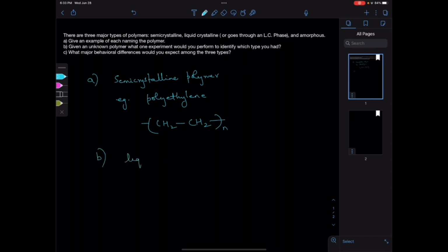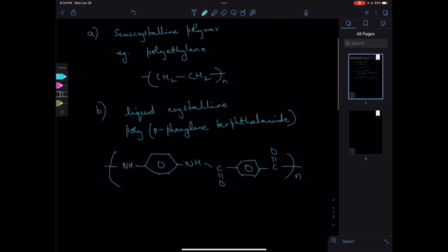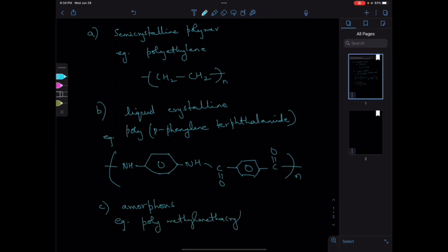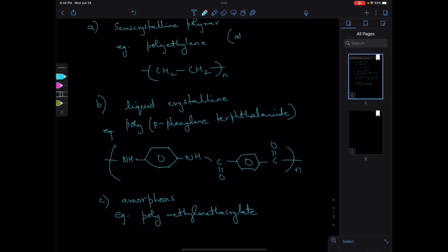An example of liquid crystalline would be polyparaphenylene terephthalamide. An example of amorphous would be polymethyl methacrylate. Polymethyl methacrylate is below its glass transition temperature at room temperature. Polyethylene is above its glass transition temperature at room temperature.